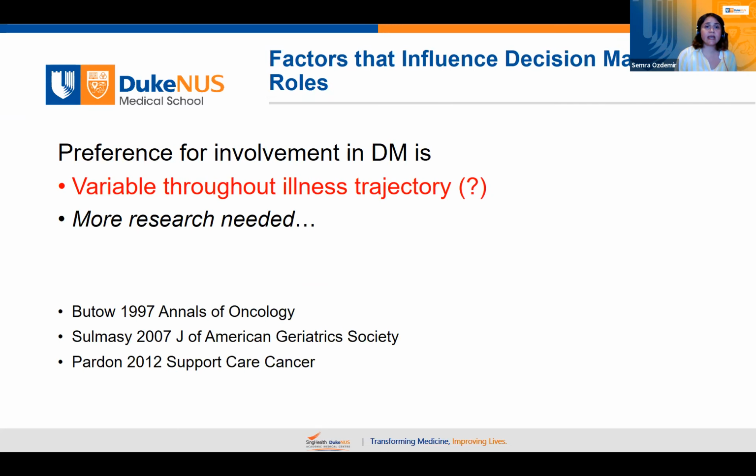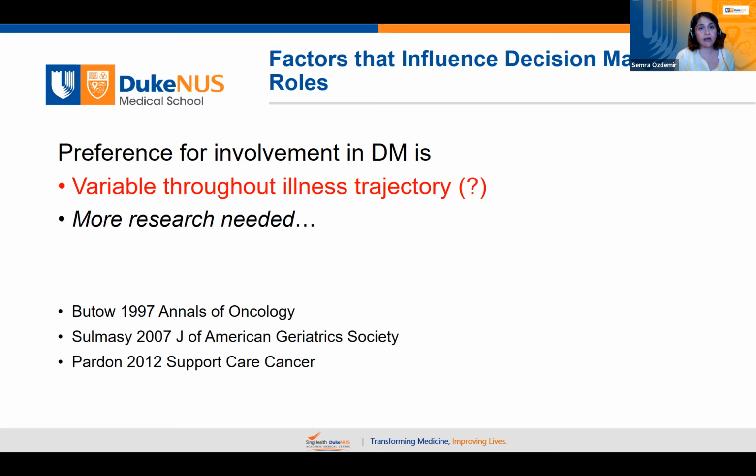And then, are preferences for involvement in decision-making variable throughout the illness trajectory? I'm asking this more as a question because I think this is one of the areas that's been studied the least. I have seen only a few studies and they only follow the patients for a very short period of time. I can imagine that throughout the illness trajectory, when you think about chronic illness management, people's involvement in decision-making may change based on their comfort and their knowledge. As their knowledge about the disease increases, they may be more involved. On the other hand, as they get sicker and sicker, they may not feel the capability to make decisions, and they may rely more on their families or clinicians.